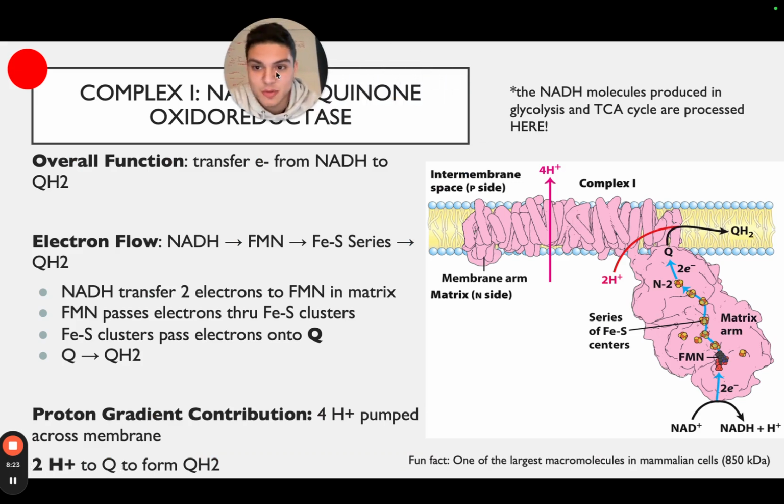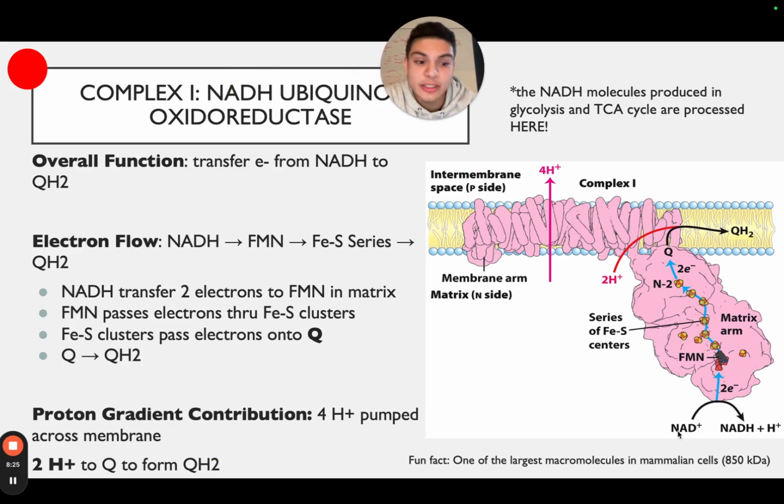So moving into complex 1, overall function is just to transfer your electrons from NADH to QH2. So essentially, these arrows are backwards. It should be the other way around. But NADH is going to pass the electrons, and it's going to go through complex 1 and eventually be passed to ubiquinone, and it becomes ubiquinol. And while this happens, when these electrons are transferred onto ubiquinone, it's going to do this simultaneous pumping of protons across the membrane.